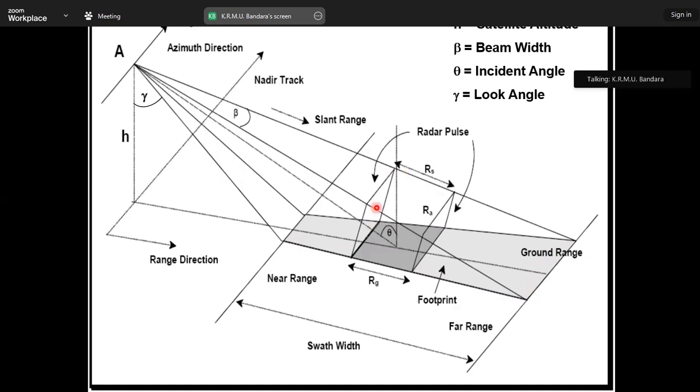These are the pulses coming. This is the front of the pulse. This is the rear of the pulse. This is the radar pulse.